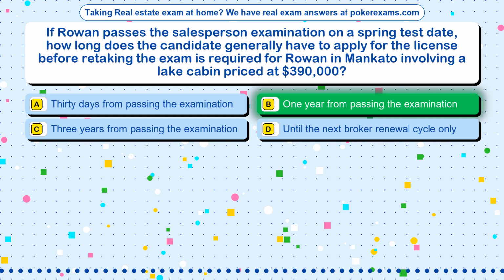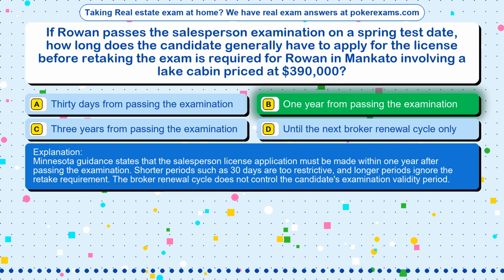The correct answer is option B, 1 year from passing the examination. Minnesota guidance states that the salesperson license application must be made within 1 year after passing the examination. Shorter periods such as 30 days are too restrictive, and longer periods ignore the retake requirement. The broker renewal cycle does not control the candidate's examination validity period.